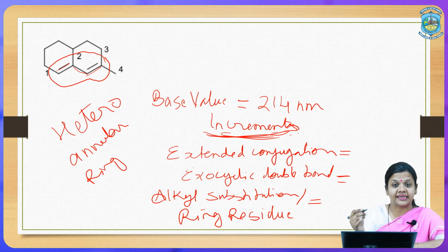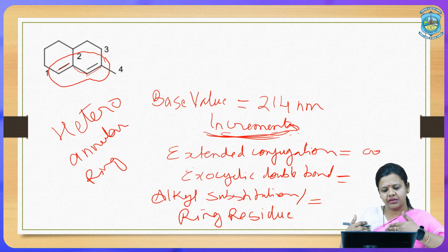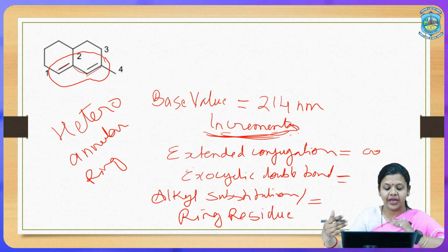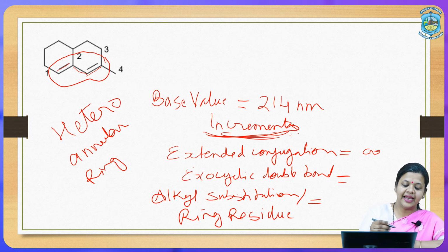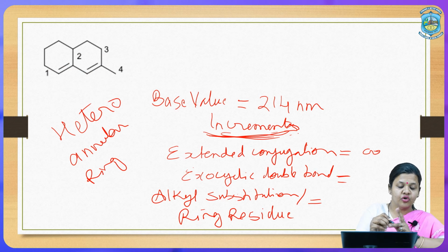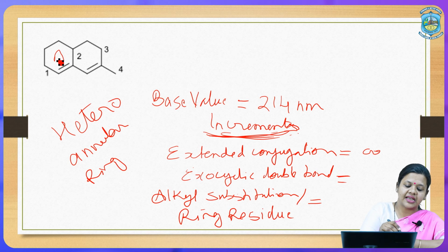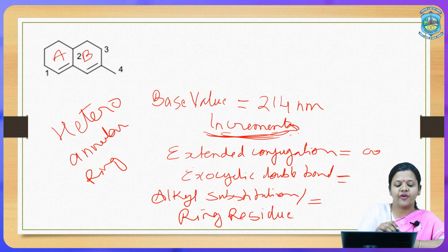So, can you see any extended conjugation in this molecule? No, there are only 2 double bonds in conjugation, which are part of the base value. That means nothing has to be added in this place. It is 0 over here. You can omit it also, but as I am explaining step by step, I am writing it. The next is exocyclic double bond. Is there any exocyclic double bond in the molecule? Let us see. I will rub this and now we must see there are 2 bonds. First we will refer to these rings as A and B. Let us see for ring A.